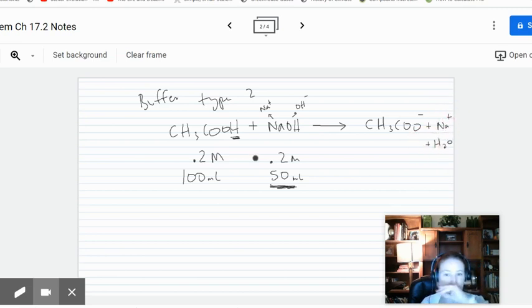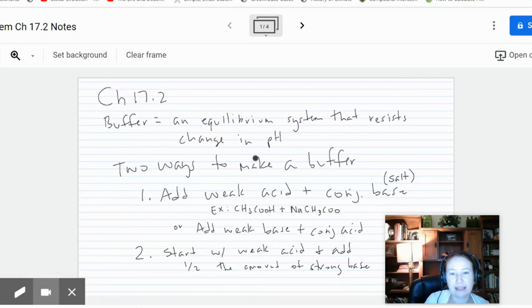Okay, so basically, if you start with a weak acid and you add half of the amount of a strong base, you're setting up this kind of system where you have the weak acid and its conjugate base. It's just another way to get there. Okay, and we will be doing a lab, hopefully, that uses this second method. So I think it'll make a little more sense when we get there. All you need to take away from this first part is that a buffer resists change in pH because of that equilibrium system. Okay. All right.